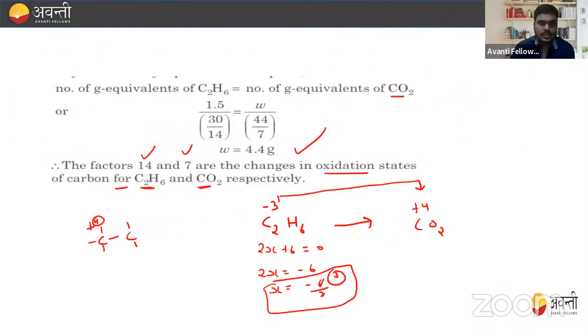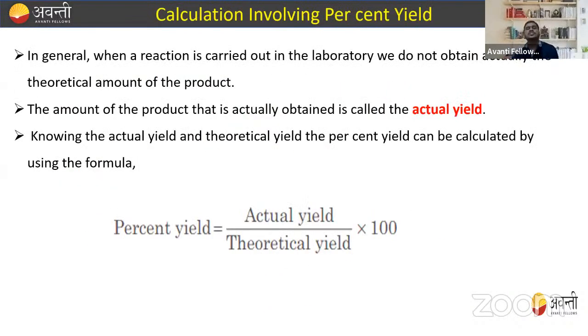Now, in the second one, calculation involving percentage yield. How will you calculate anything which involves percentage yield? Generally, when a reaction is carried out in the laboratory, we do not actually obtain the theoretical amount of the product, right? In actual practice, we always obtain less product than what we expected from the theoretical product. The amount of product that is actually obtained is called the actual yield.